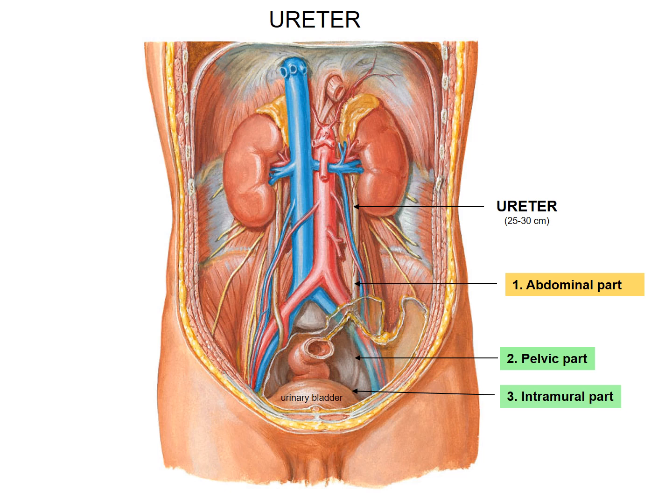The ureters are muscular tubes about 25 to 30 cm long, whose peristaltic contraction conveys urine from the kidneys to the urinary bladder. Because it is long, it consists of an abdominal part, a pelvic part, and an intramural part. The upper half of the ureter lies on the posterior abdominal wall, and the rest is within the pelvic cavity.